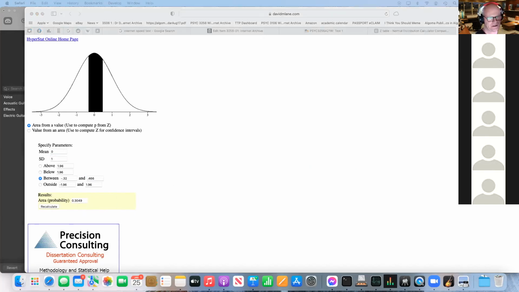So that web tool is even easier than using a Z distribution, like a Z table. It's even easier than using a Z table.